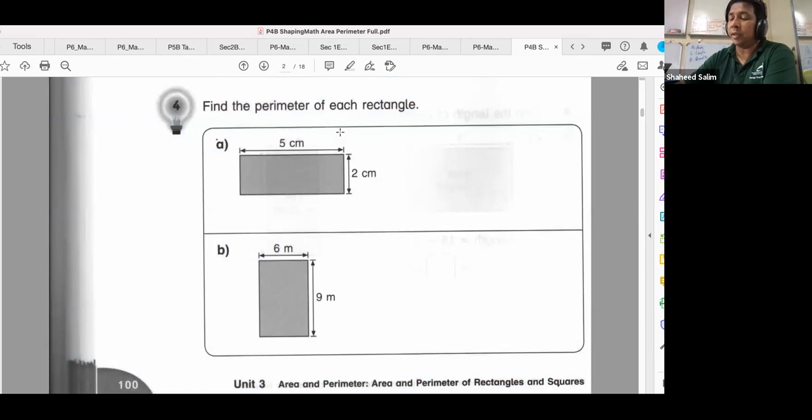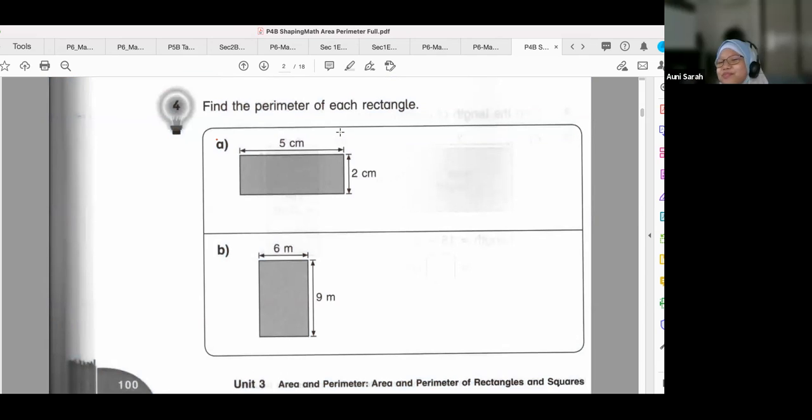Perimeter is the outline. Okay. Perimeter. I don't know. Perimeter was times.